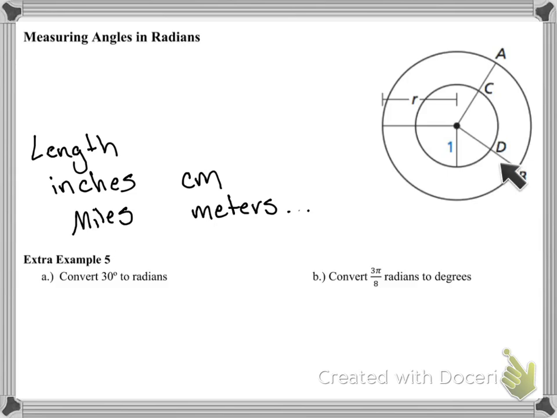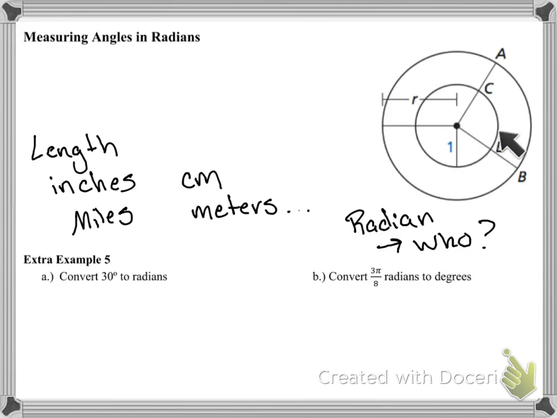If you want to look up who came up with the radian, you can go ahead and Google that. Whoever came up with it was able to relate the measure of this angle to the radius and the arc length.